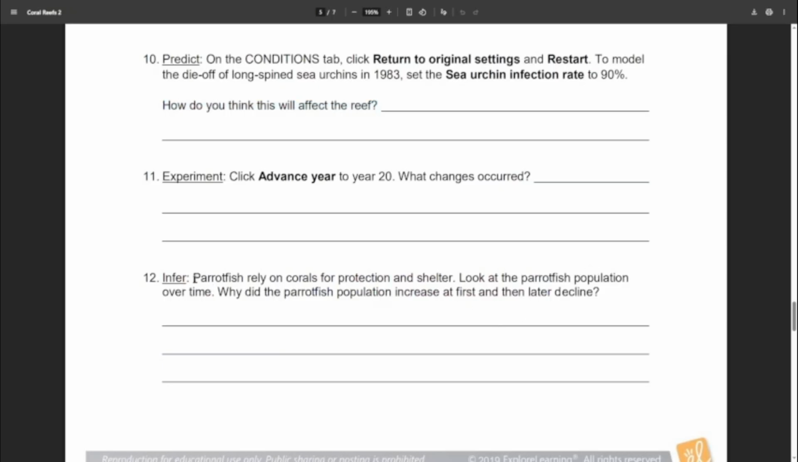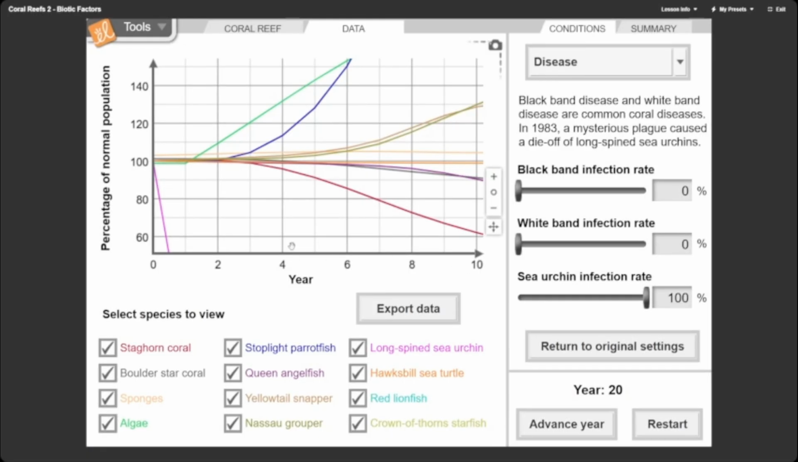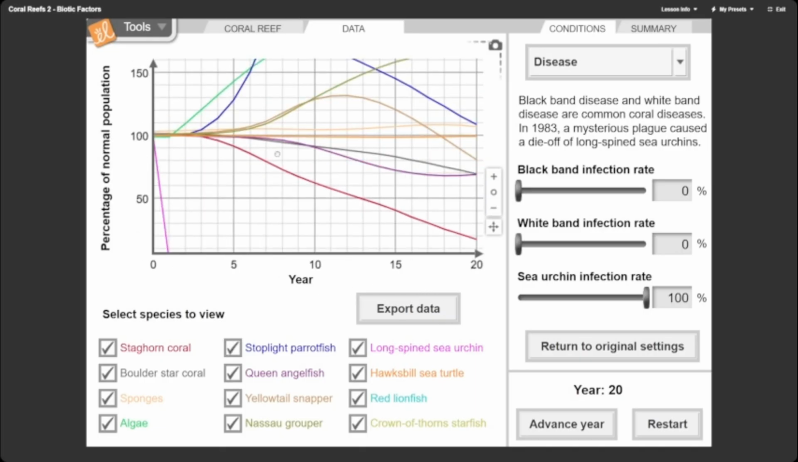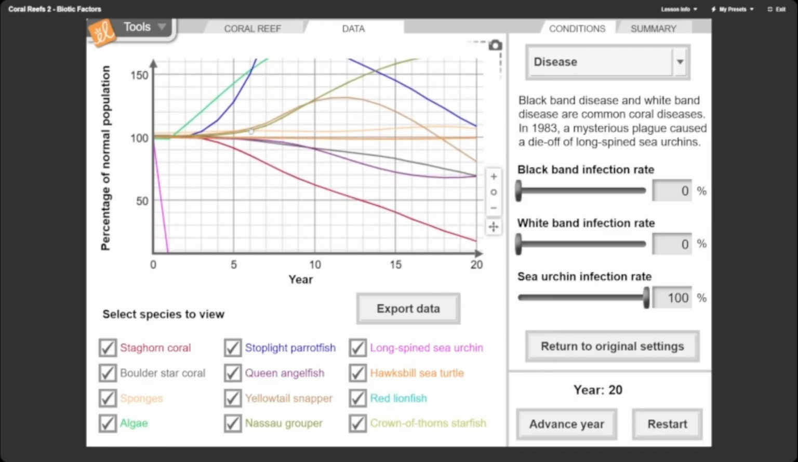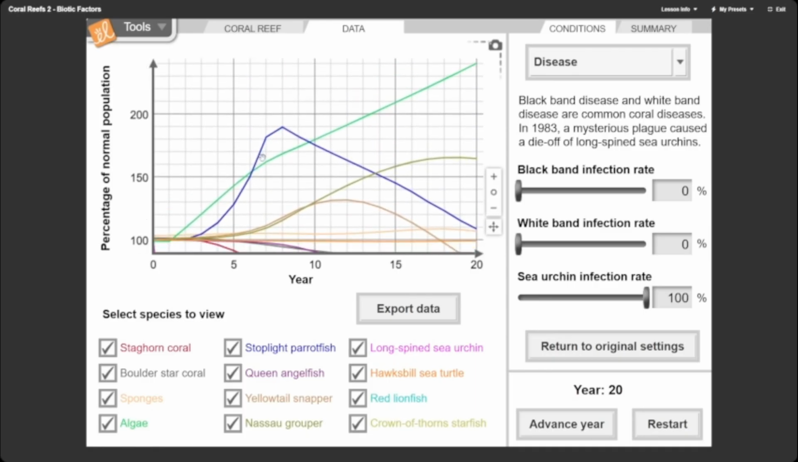Infer. Parrotfish rely on coral for protection and shelter. Look at the parrotfish population over time. Why did the parrotfish population increase at first, then later decline? So we're looking at the parrotfish population. This one right here. They're saying it has a slow increase and then it declined. So why would that have happened? Think about predators and also think about places it could stay.